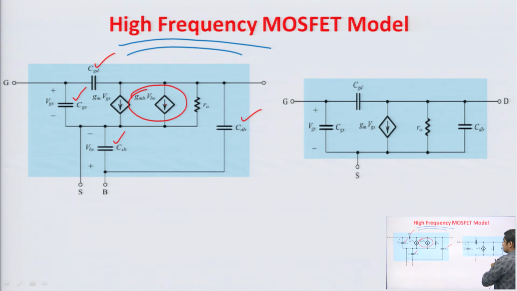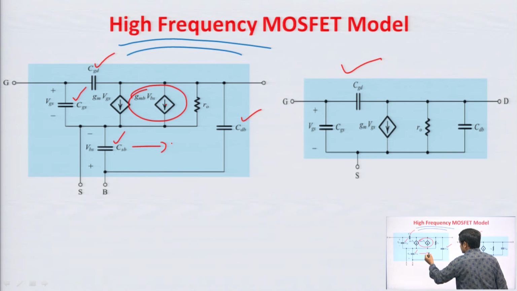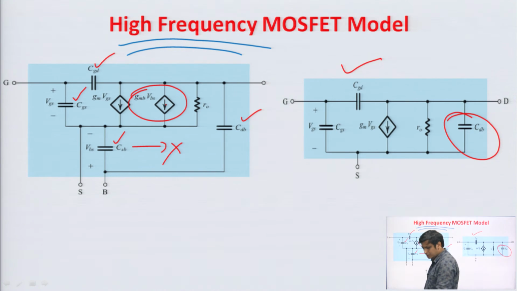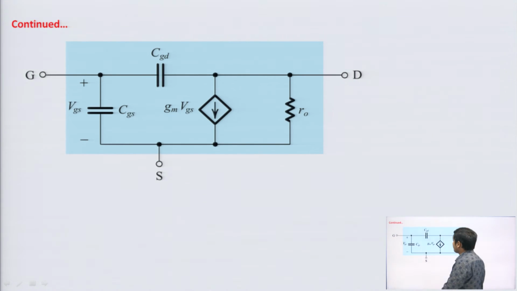So we come to the second circuit. In this circuit we have assumed that the source is shorted to the body, that is why this CSB is removed here. Also, for further simplification, in order to simplify the calculation part, we neglect this drain to body capacitance, and after doing these simplifications, the final model is this.